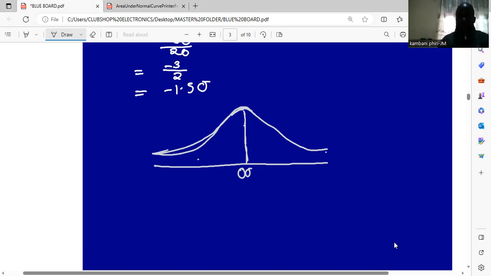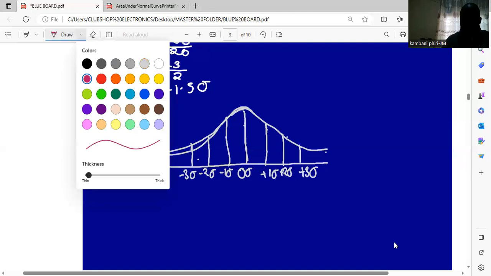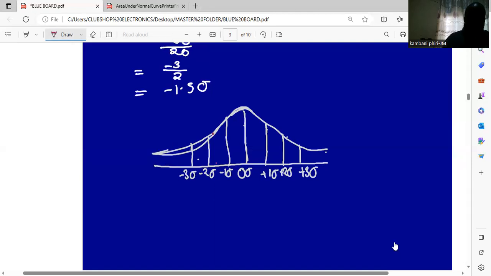Now we can say this is plus 1 sigma, plus 2 sigma, then plus 3 sigma. Then we have negative 1 sigma, negative 2 sigma, and negative 3 sigma. So now our 1.5 is somewhere here. Negative 1.5 is here. Take note, at that point, we have negative 1.5 sigma.